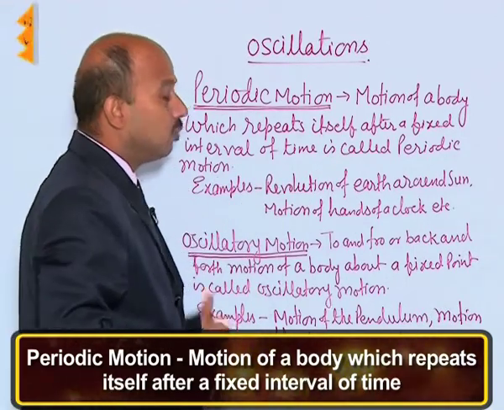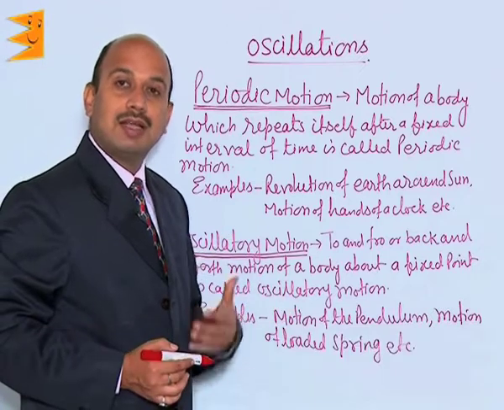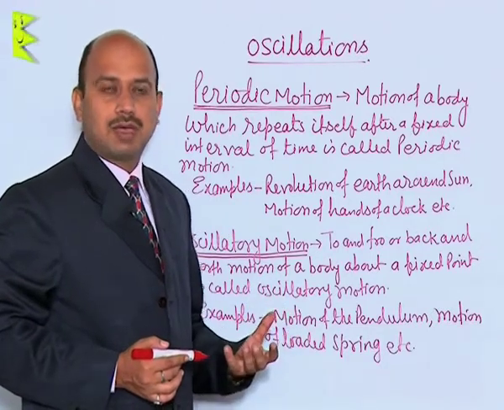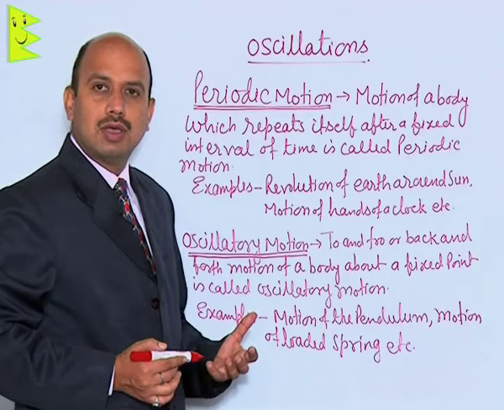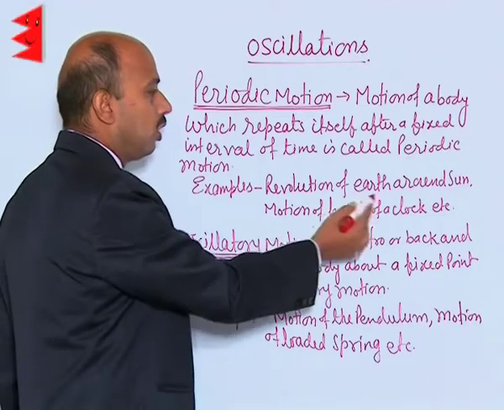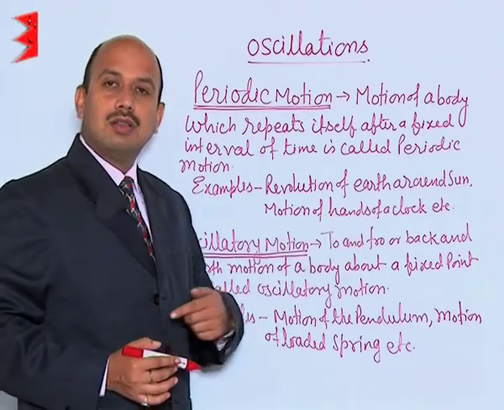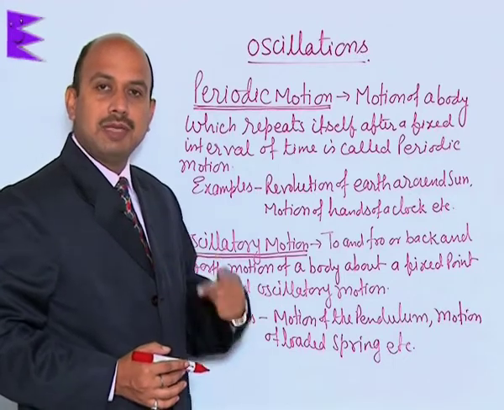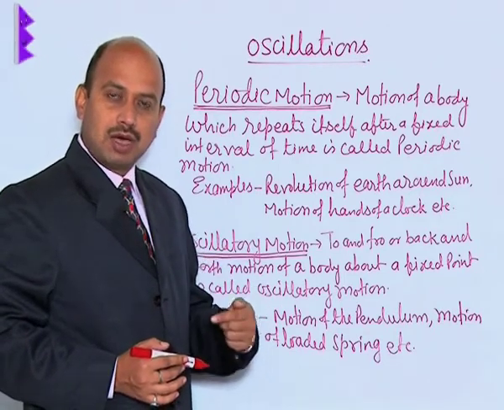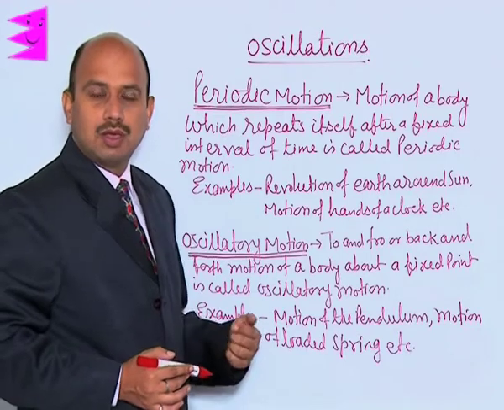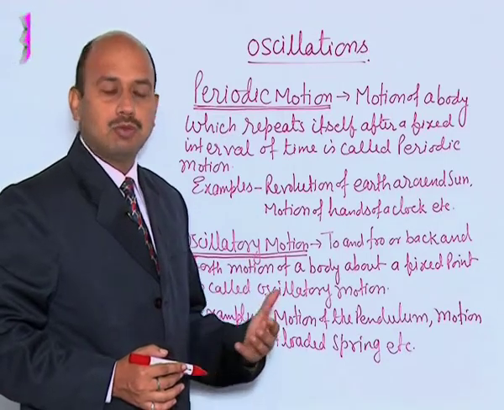So, the motion which is repeating itself identically after a fixed interval of time, we call it a periodic motion. Example, like a revolution of earth around the sun. See here, earth revolves around the sun and it repeats its motion after a regular interval of time. So, that is an example of periodic motion.